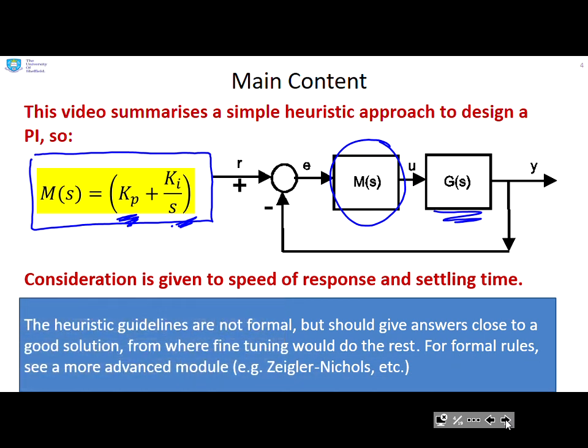The heuristic guidance that we're going to give here is not formal. The idea is that it should give you answers which are close to a good solution, and from there you could do some fine-tuning to get better performance. However, if you want formal tuning guidelines for PI, you're probably going to cover this in a more advanced module, and you might come across things like Ziegler-Nichols, which is somewhat dated, but the most famous of those.